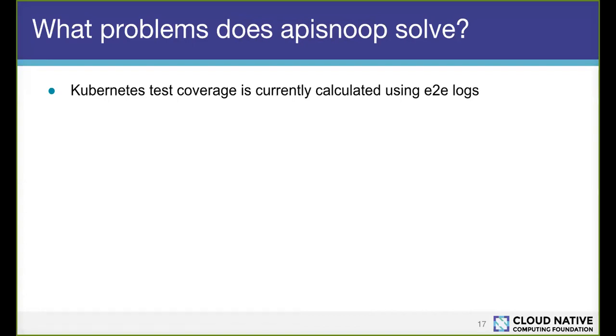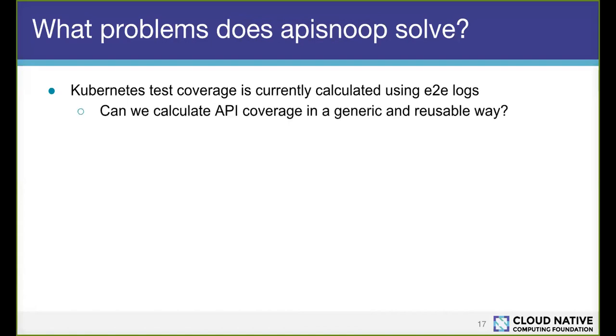So there's a list of things we're wanting to solve. One is that Kubernetes test coverage is currently calculated using the end-to-end logs. So we have to run the e2e test and then look at the output in order to calculate what's there. That only works for the e2e test and doesn't cover other applications. We'd like to figure out a way to cover the API for not just the end-to-end test, but any application using the Kubernetes API.